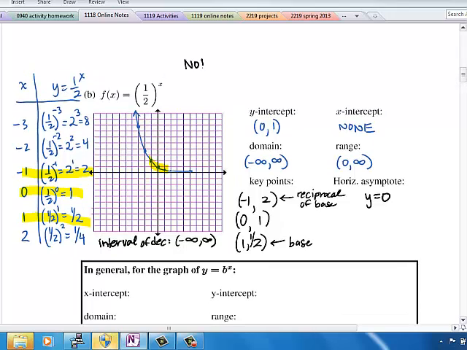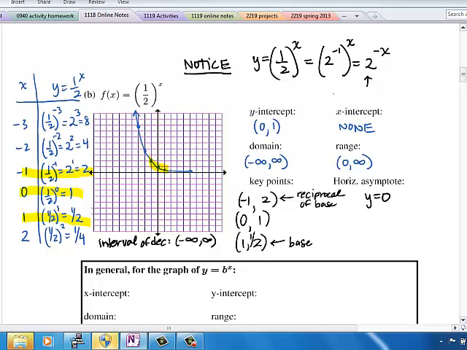One thing you can notice is that if y equals 1/2 to the x, that's the same as 2 to the -1 to the x, which is the same then as 2 to the -x, which is just y equals 2 to the x reflected across the y-axis.